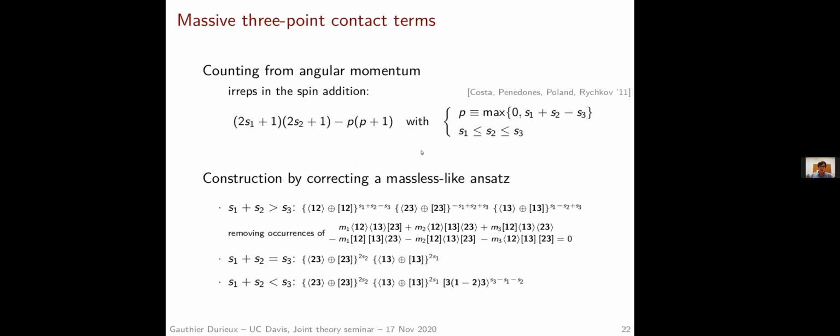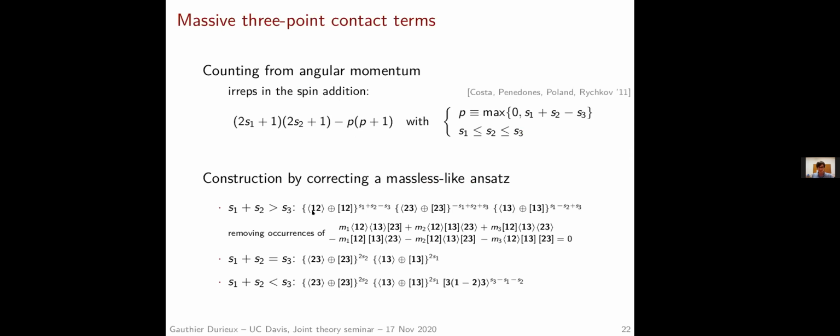So let me go into exactly this topic, the systematic construction of massive contact terms. And let us start with the 3-point case. I've already told you that the counting derives from angular momentum. It's just the number of irreducible representations in the addition of the 3 spins. And those people here have provided us with a closed form formula for this counting when you order the spins in that way. What we performed in our last paper is an explicit construction of all those terms by starting from a massless-like ansatz, which is this first line here.